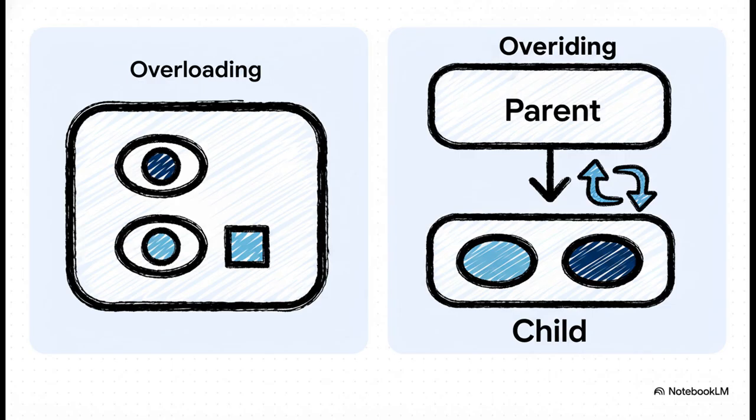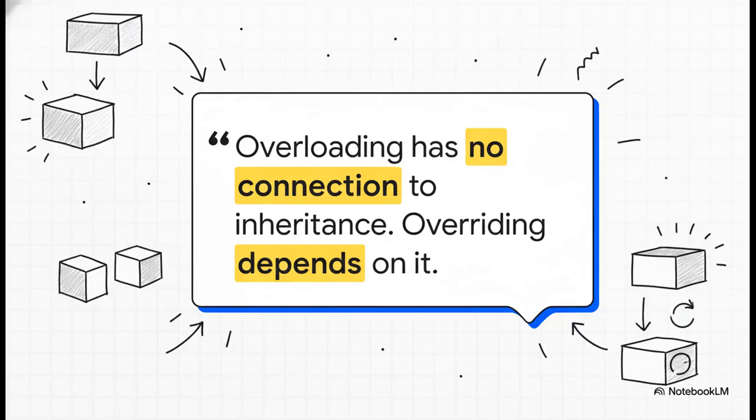With overloading, you're in the same class. You have one method name, but with different parameters. With overriding, it's all about inheritance. You've got a parent and a child class, and they both have a method with the exact same name and parameters. Overloading makes one method do different things based on the input. Overriding lets a child class say, hey, I'm going to do that thing my parent does, but I'm going to do it my way. And here's the absolute bottom line, the thing to burn into your brain.